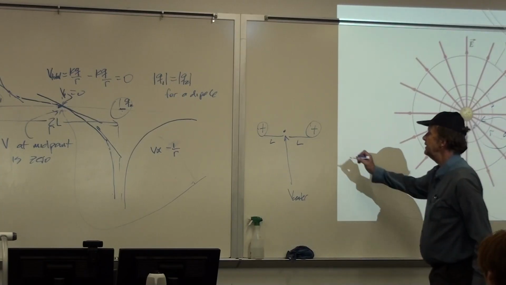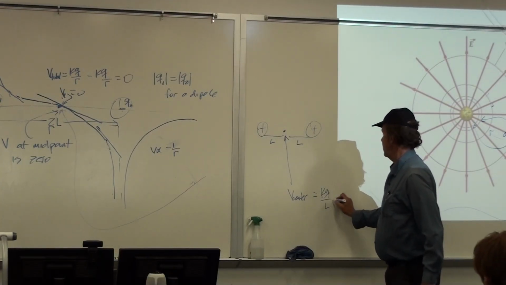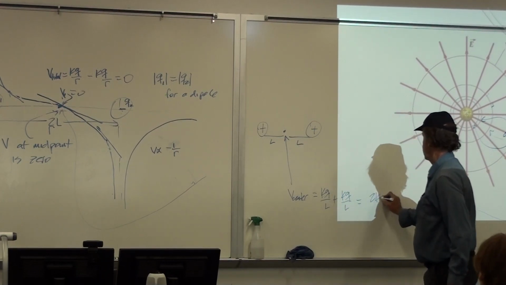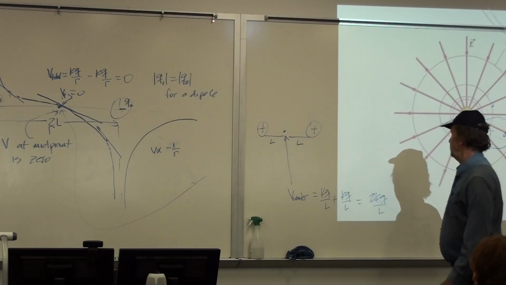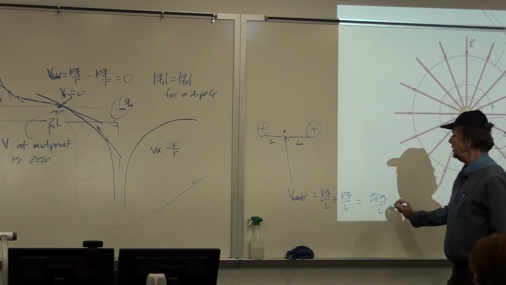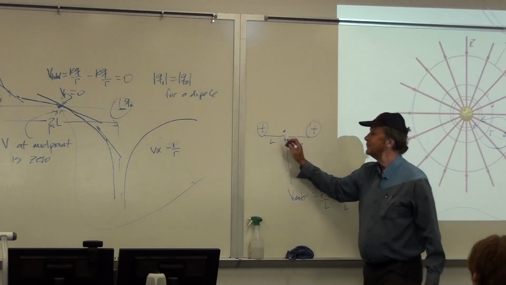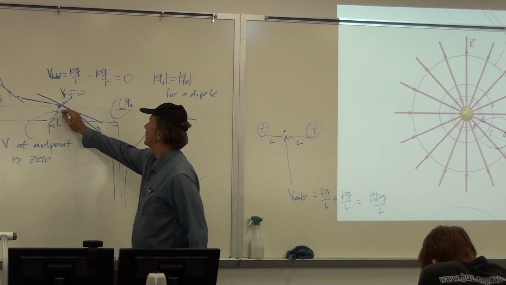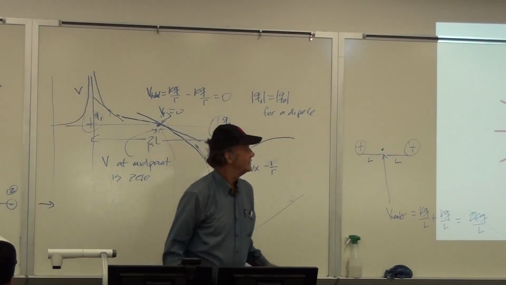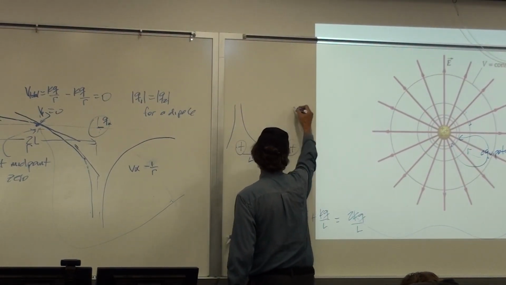Well, it would definitely add the 2 together. So this would be kq over L plus kq over L. So that would be 2kq over L. But what's the electric field? The electric field is 0. So here we have a non-zero voltage, but a 0 electric field. Here we have a 0 voltage, but a non-zero electric field. So how does this one look? Well, this one, you've got your 1 over r curves for each one.